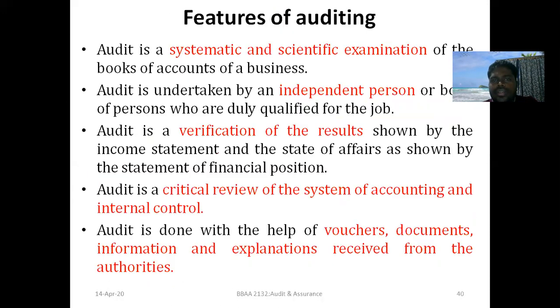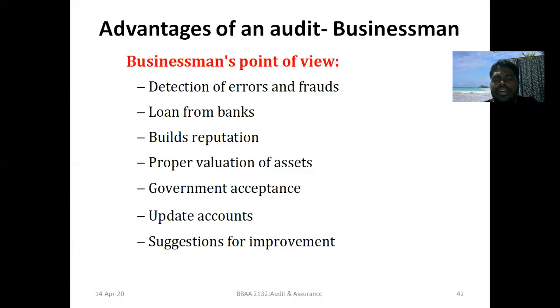Then we discussed some features of auditing. A lot of things we discussed, and I hope you remember that. Then an important one is the benefit of auditing. When we study audit, we should know what the benefits or advantages of auditing are, for different people within the company, for the businessman, or the general benefit.